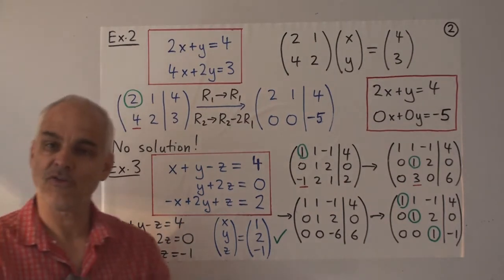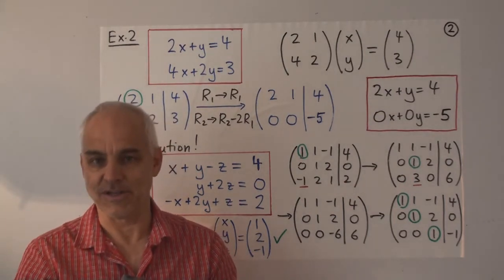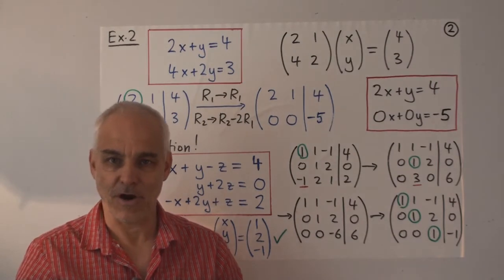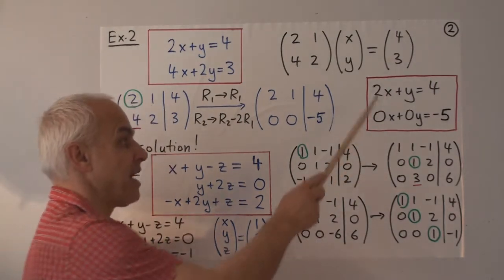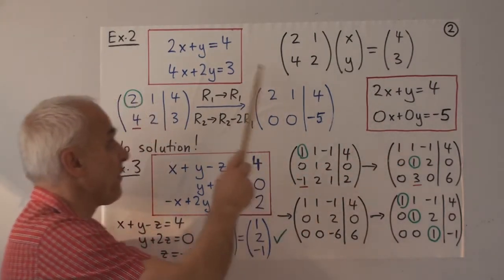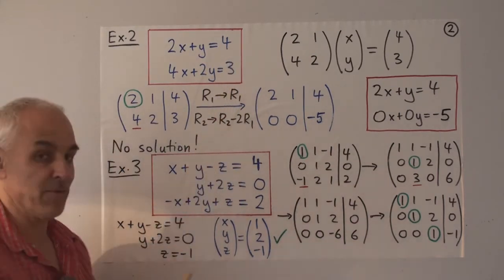What does that tell us? It tells us that there's no solution to this system. There are no values x and y that satisfy both these equations, and therefore no values of x and y that satisfy the original equations.